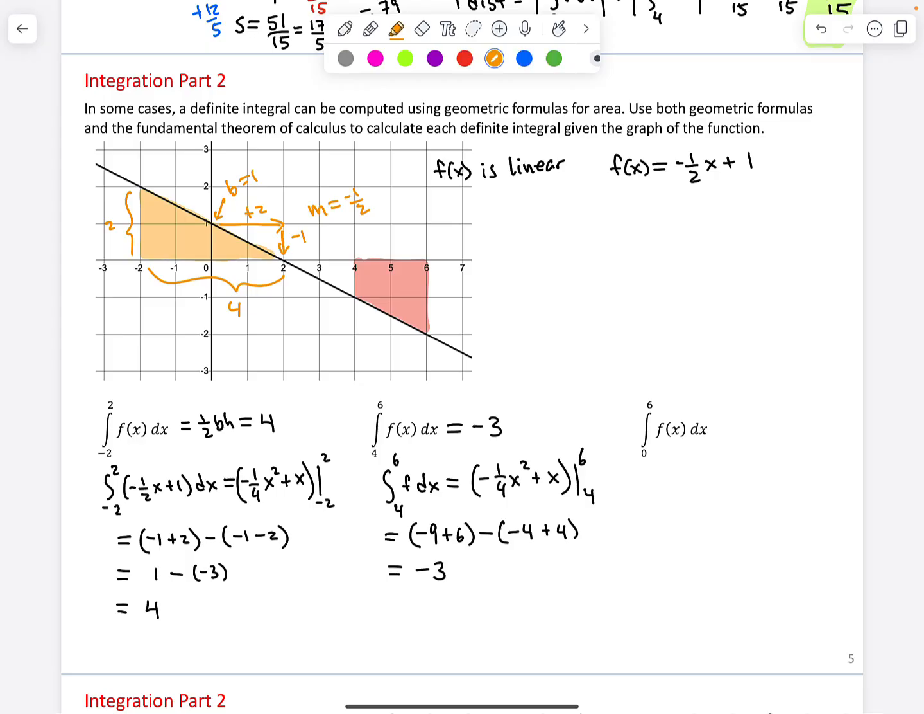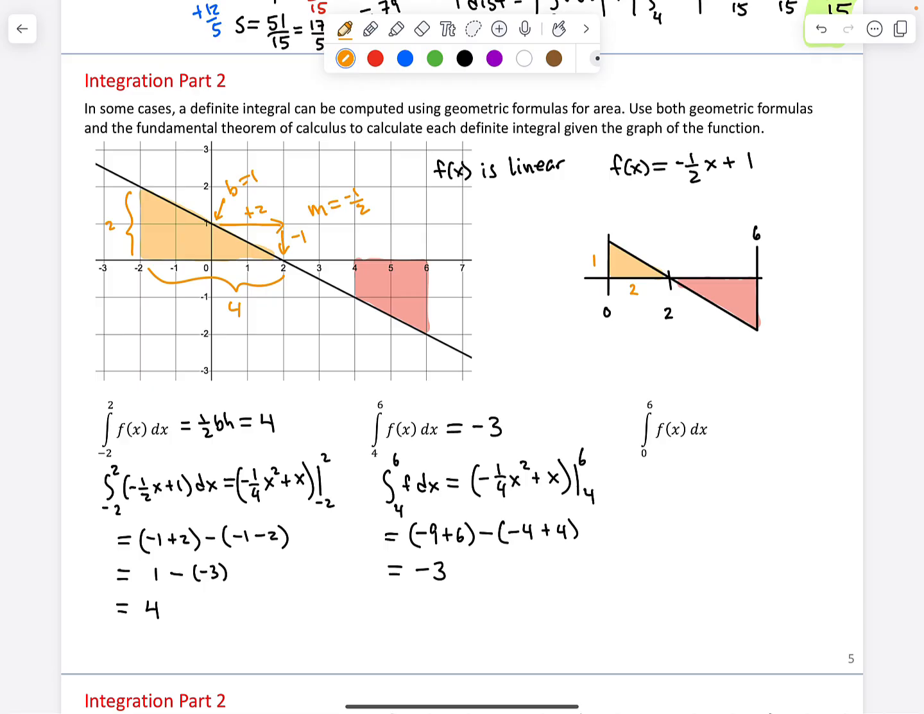One more to do. We're integrating from 0 to 6. Well, for part of this interval, the function's above, and for part, it's below. So I'll redraw this portion so I don't clutter the other picture. We're starting at 0. The intercept is at 2, and we're integrating up to 6. In this case, we're going to get some offsetting areas. This area will be positive. This area will be negative.